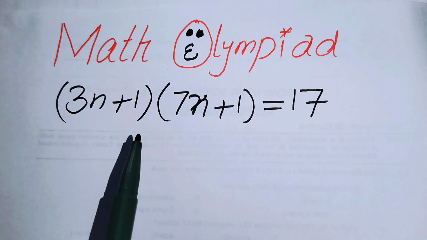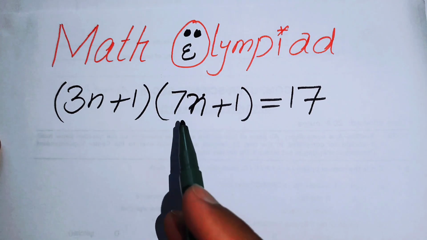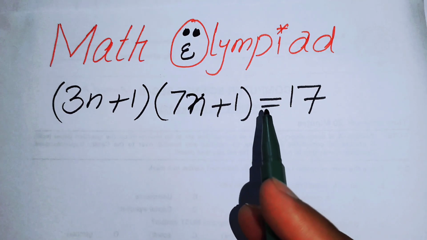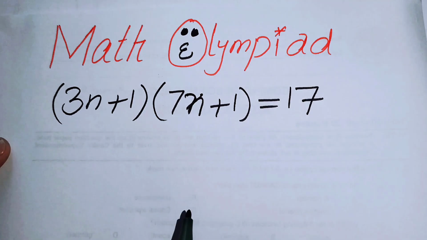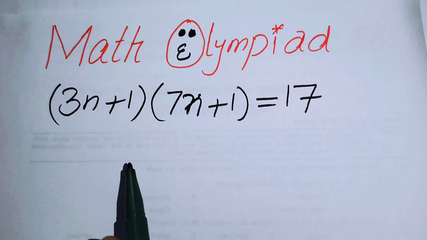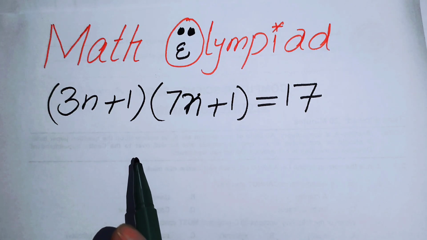In this video we are going to solve this nice algebra problem, and here we have (3n + 1)(7n + 1) = 17. We will solve this problem for the values of n. In this question I will give you a unique, best trick to solve this problem.